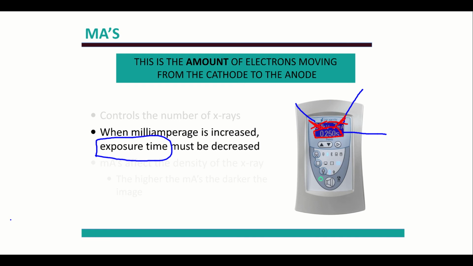Now think about that in terms of laying out in the sun, right? If you are out in the sun, and I've already used this analogy, I'm going to say it again. If you're out in the sun, the more intense the sun is, the less time you need to be out there to get a good tan, right? So if you have increased milliamperage, so the intensity of the sun is high, then you would want to turn your exposure time down, less intensity, okay?